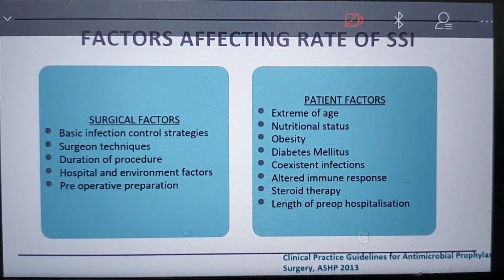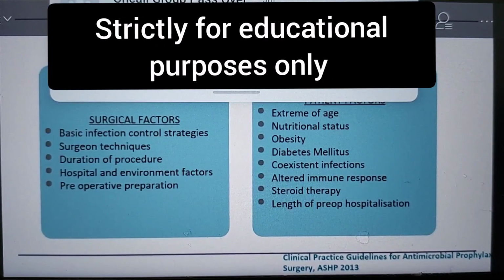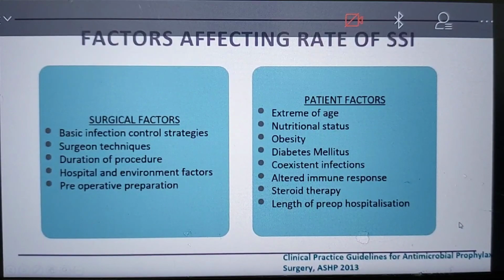So there are two factors affecting the rate of SSI. We can divide into two: the first one is surgical factors and the second is patient factors. Surgical factors, for example, include basic infection control strategies, surgeon technique, duration of the procedure, hospital and environment factors, and pre-op preparation. Patient factors include extremes of age, nutritional status, obesity, diabetes mellitus, patient having coexistent infection, altered immune response, patient taking steroid therapy, and length of pre-op hospitalization.